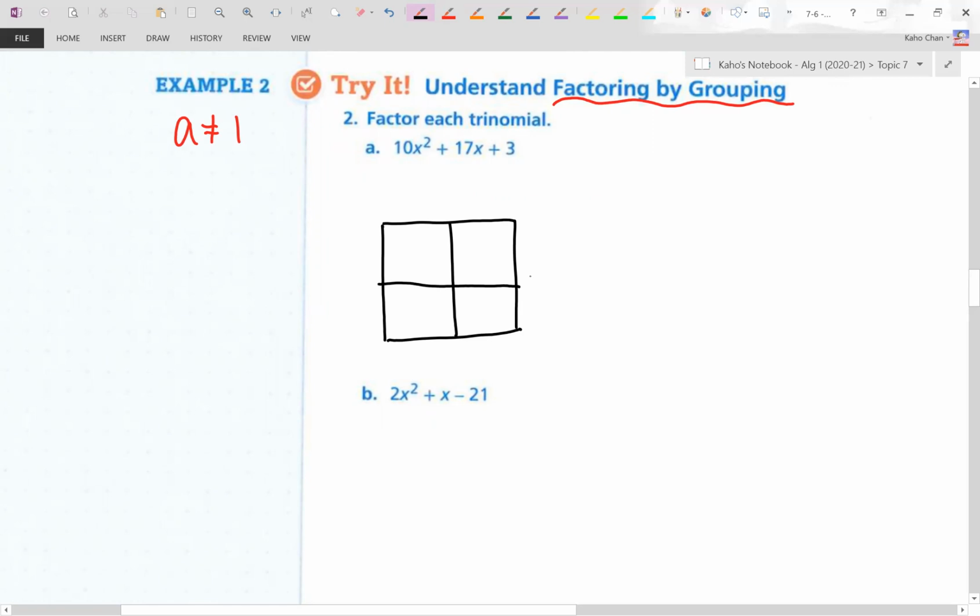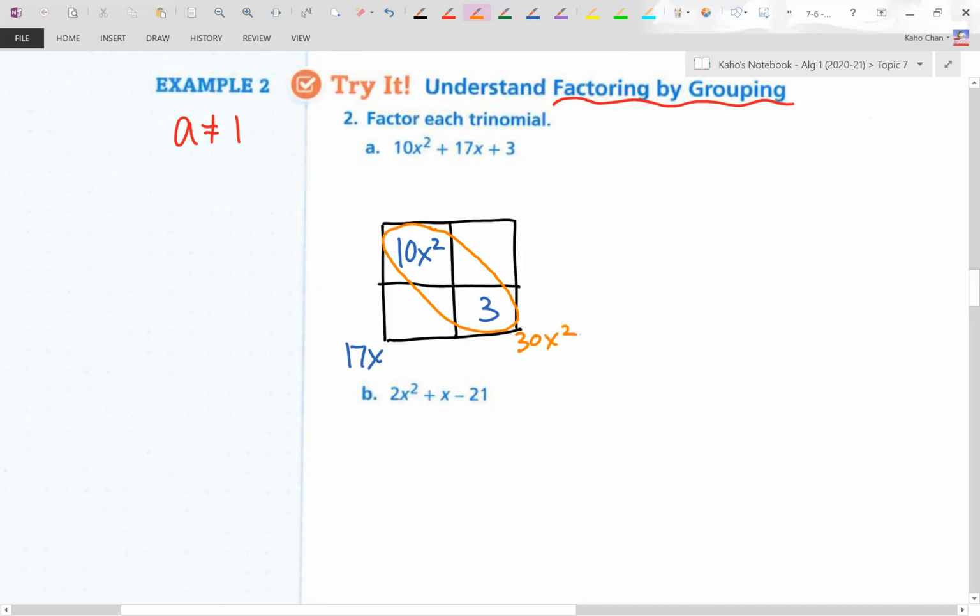Step 1, put all the terms in the proper spots. First term, first box. Last term, last box. Middle term goes in the lower left outside corner, like that. Step 2, multiply the first and last terms. That's your AC, okay? 10x squared times 3 is 30x squared.